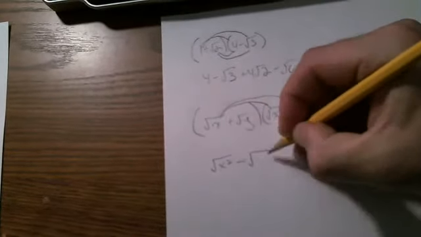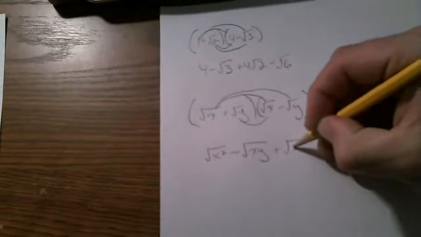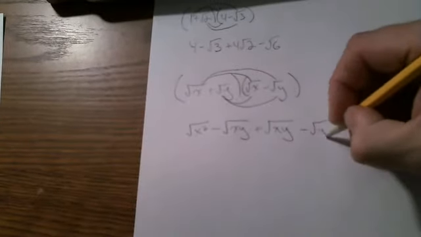Alright, radical x times negative radical y is negative radical xy. Radical y times radical x is positive radical xy. Notice how I put it in alphabetical order so that I can see if these are like terms, which they are. Positive radical y times negative radical y is negative radical y squared. And now I can clean this up.